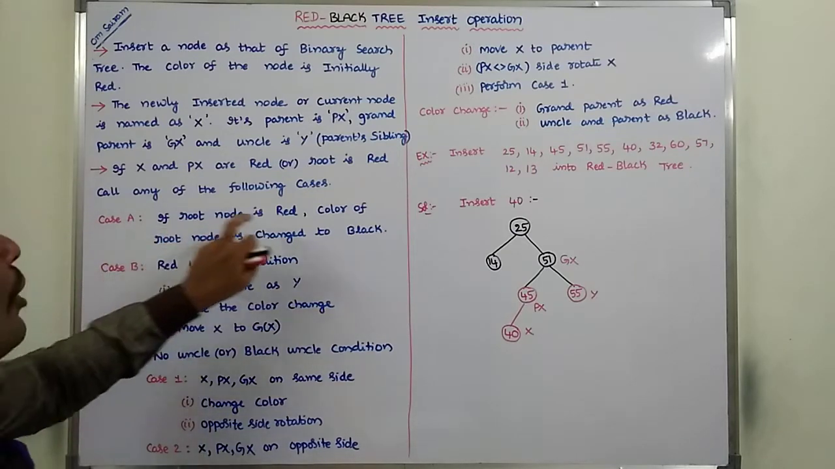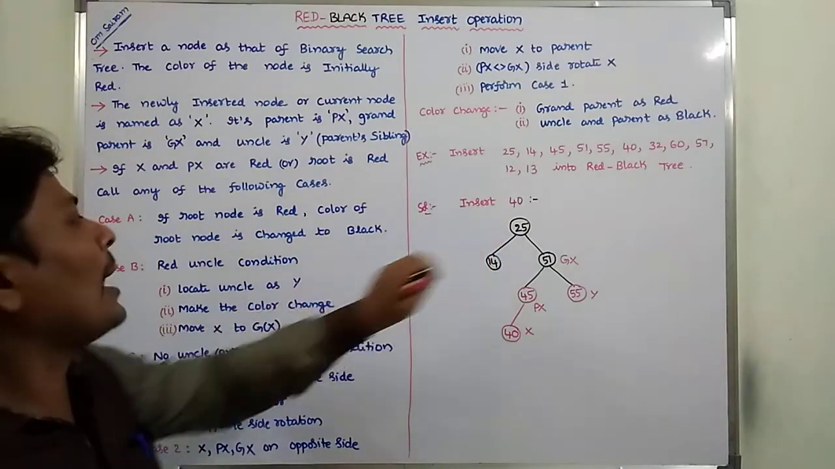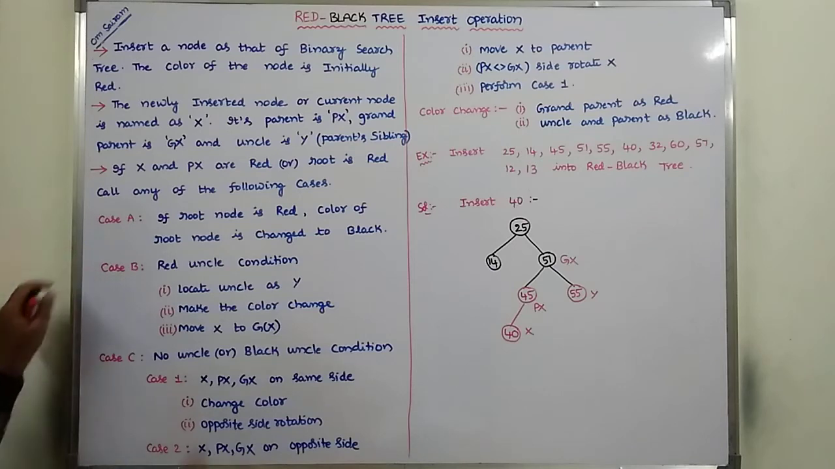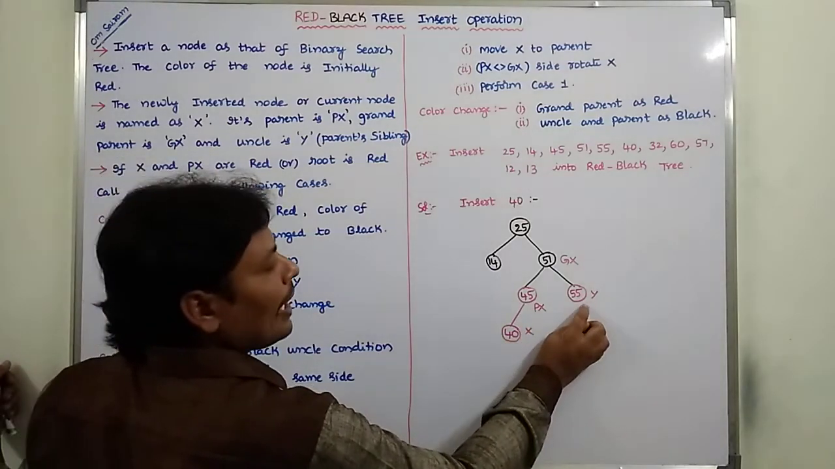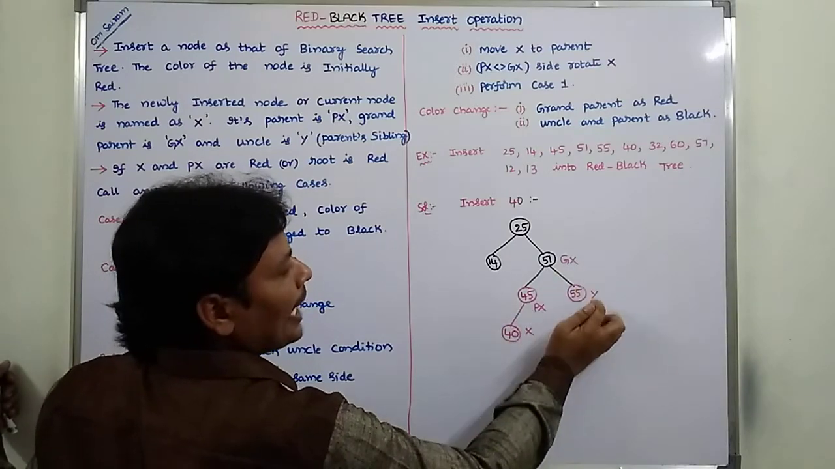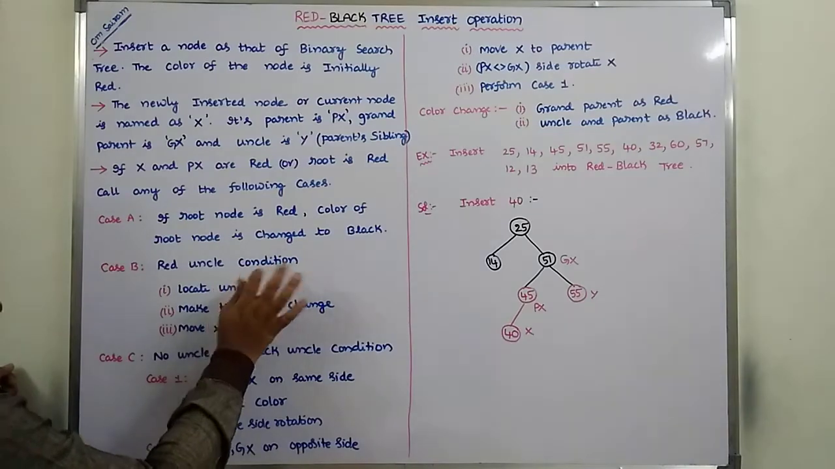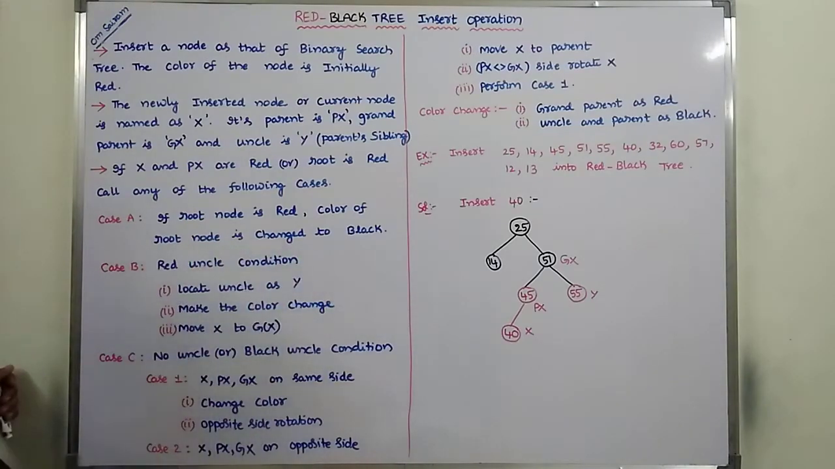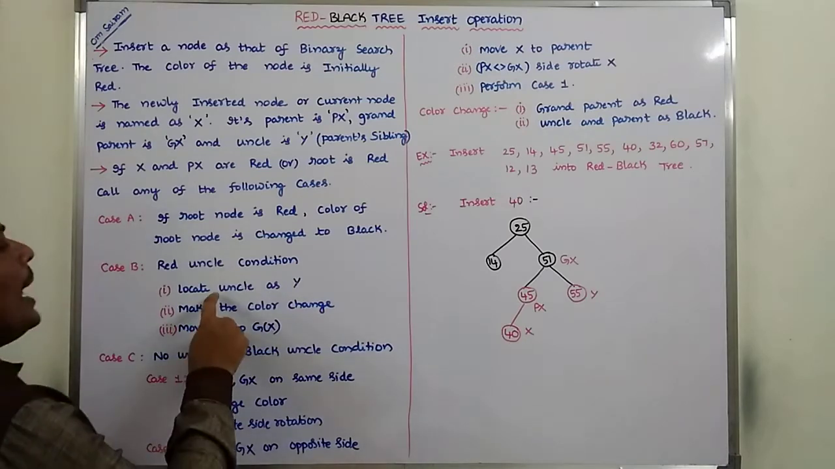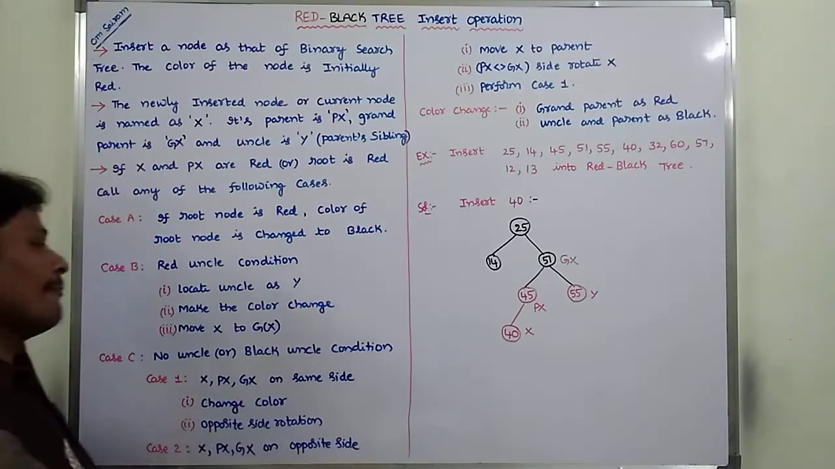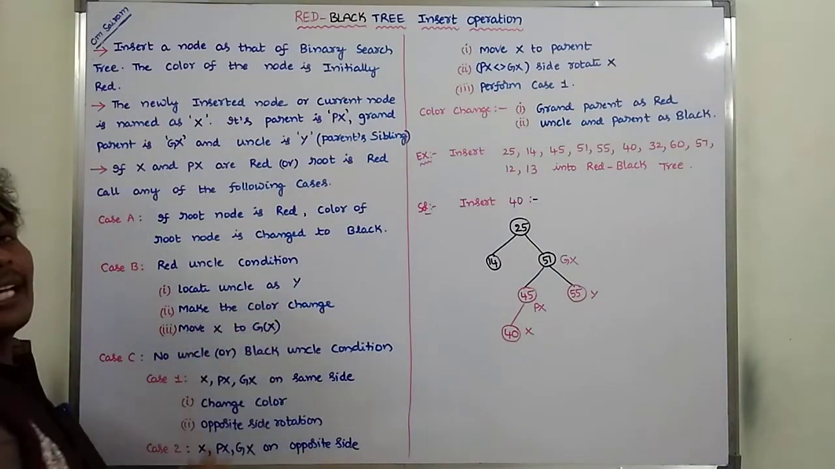The root node is black, so case A is false. Then go for case B, the red uncle condition. Red uncle means the parent's sibling or grandparent's son is red. This condition is satisfied. Now we have to follow these three steps. Locate uncle as y. Yes, this is uncle, it can be denoted as y. Next, make the color change.